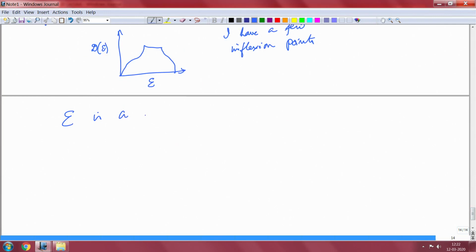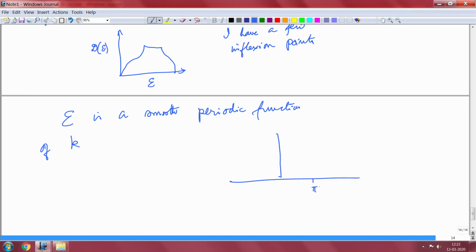E is a smooth periodic function of K. Okay, so, for example, if I draw it, I will have pi by a, 2 pi by a, 3 pi by a, etc., and here minus pi by a, minus 2 pi by a, minus 3 pi by a, and so forth. So, if I draw the simple one dimensional case, the energy bands will be going like this.